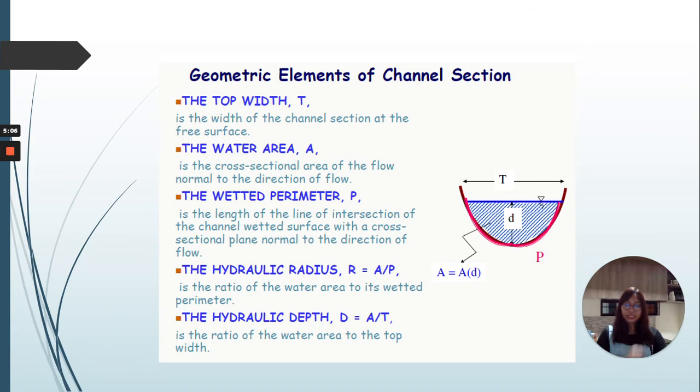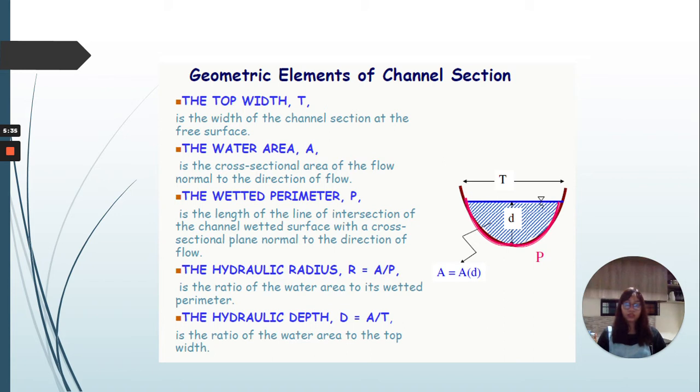The top width T is the width of the channel section at a free surface. And the water area A is a cross-sectional area of the flow normal to the direction of flow. And the wetted perimeter P is the length of the line of intersection of the channel wetted surface with a cross-sectional plane normal to the direction of flow.